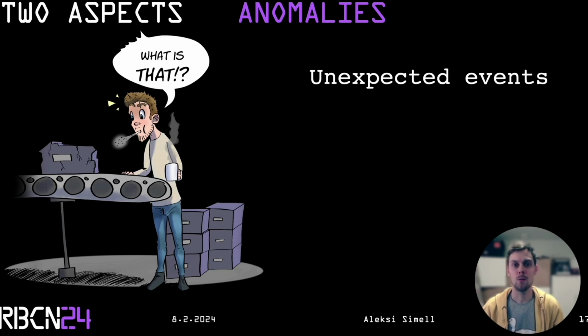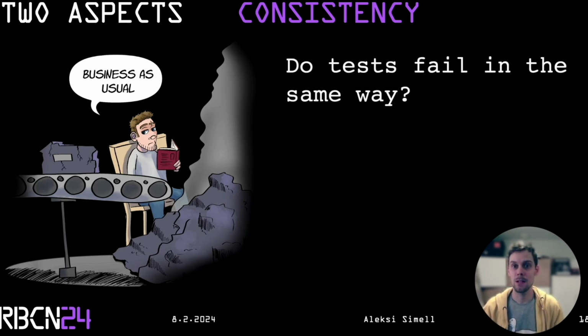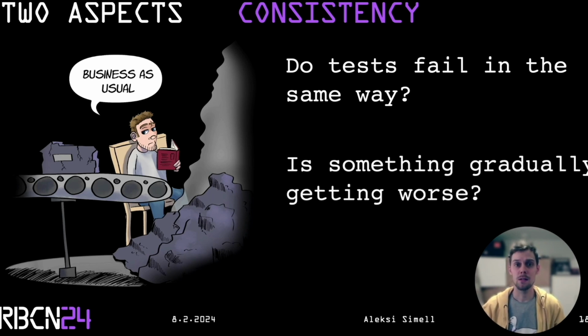But the one category where the log.html file is not that good is consistency. And this means, for example, do the tests fail in the same way every single time, the same parameters, same phase? Do the tests fail in the same part every single time? Or something that is more subtle, is the test getting gradually worse? Or is the system getting gradually worse? So in terms of execution times or resource allocation, is something gradually getting worse?